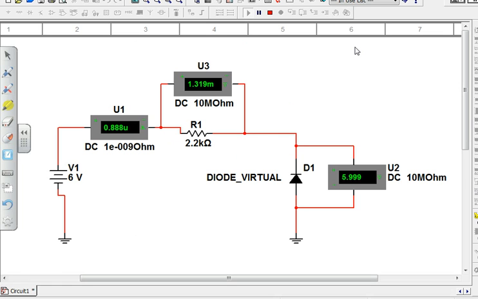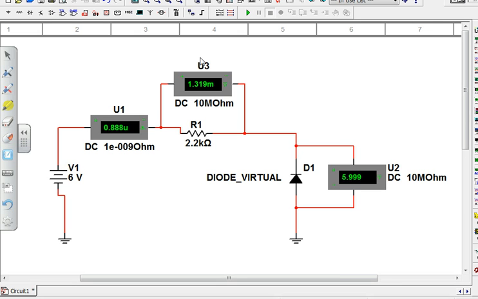Okay, 0.8 microamps, giving me 1.3 millivolts, giving me 5.999 volts. Close enough to 0, 0, and 6 volts? Yeah, close enough. Is there current flowing through the diode causing this? Or is the current flowing through the resistors, the voltmeters, causing this?